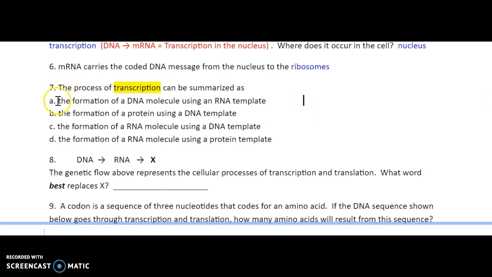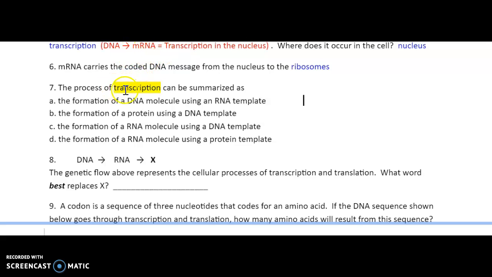Okay. These all start with the formation of. Well, if we're forming something, that means we're making it. So this is like saying we're making what? Transcription, we're making mRNA. So eliminate some answers here. A says the formation of DNA. Well, that's not correct, so we can eliminate A. B says the formation of a protein using a DNA template. We're not making a protein in transcription, so A and B have been eliminated.